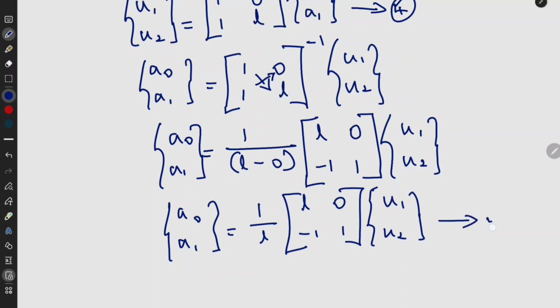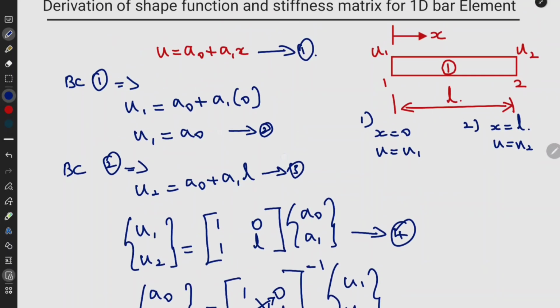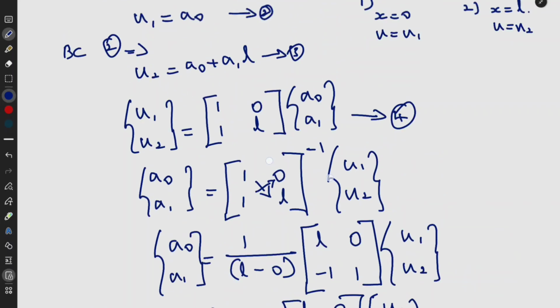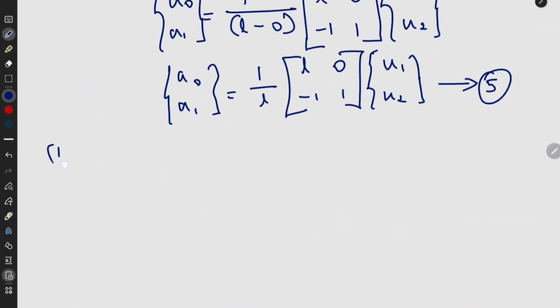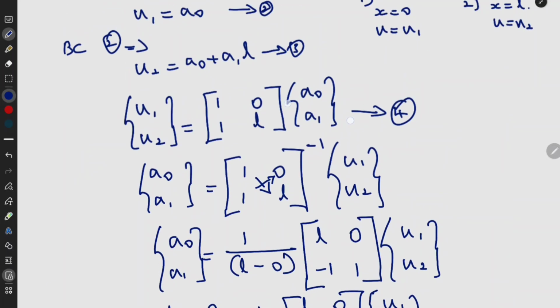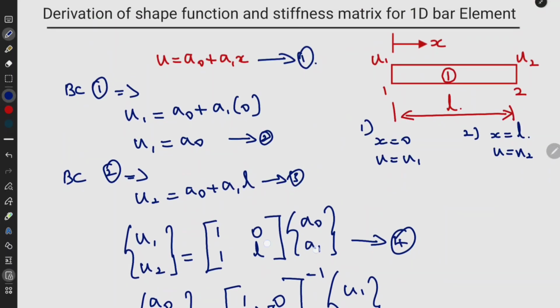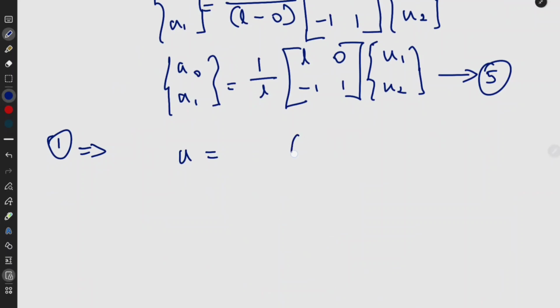I am going to consider this as equation number 5. Next I am going to substitute this equation number 5 in equation number 1. For that I am converting equation number 1 into matrix form. That gives me u is equal to, because equation 1 is a0 plus a1x, I keep a0 and a1 outside to match with equation number 5, and inside the matrix I will have 1 and x.